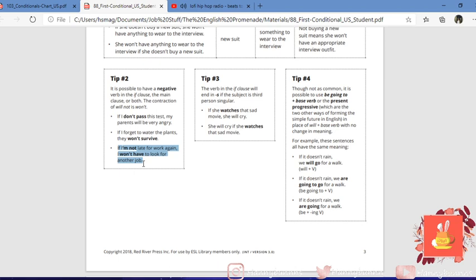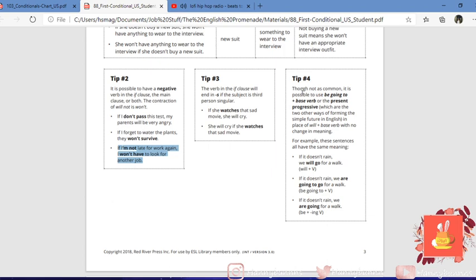Tip number three. The verb in the if clause will end in s if the subject is third person singular. If she watches that sad movie, she will cry. She will cry if she watches that sad movie.